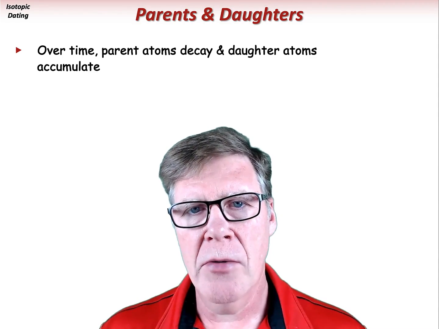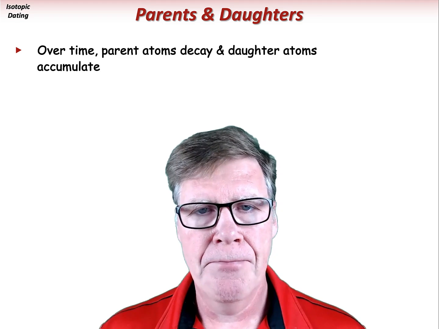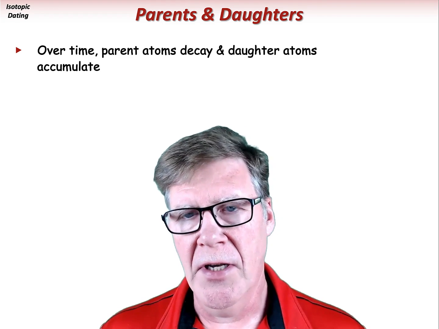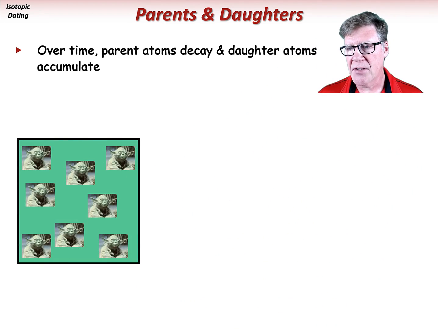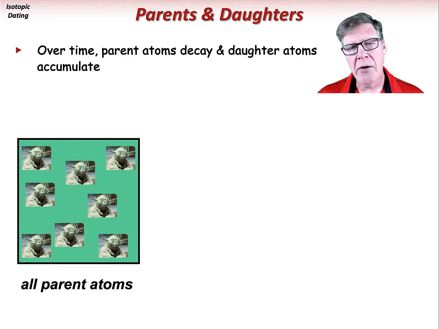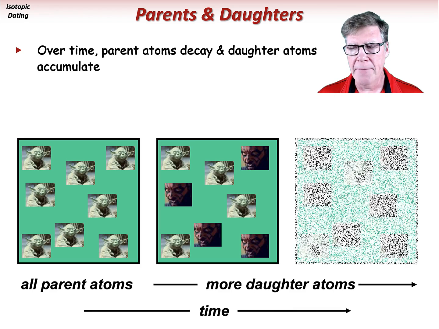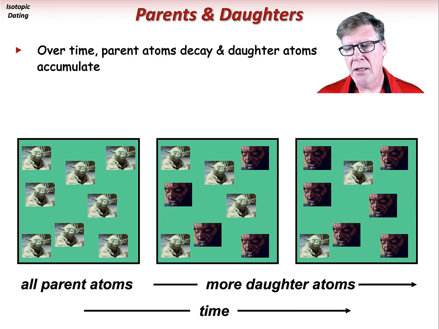In the radioactive decay process, the amount of parent material decreases over time, and conversely, the amount of daughter material increases over time. In this simple example, we start with all parent atoms, and over time, more daughter atoms accumulate. The rate of decay widely varies between different types of isotopes, from very long periods like billions of years to ultra short periods like much less than a second.